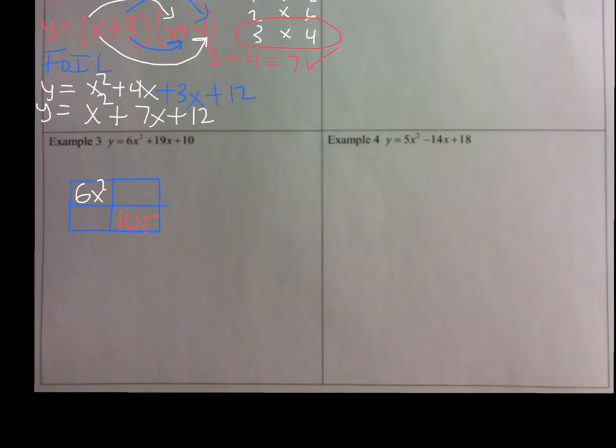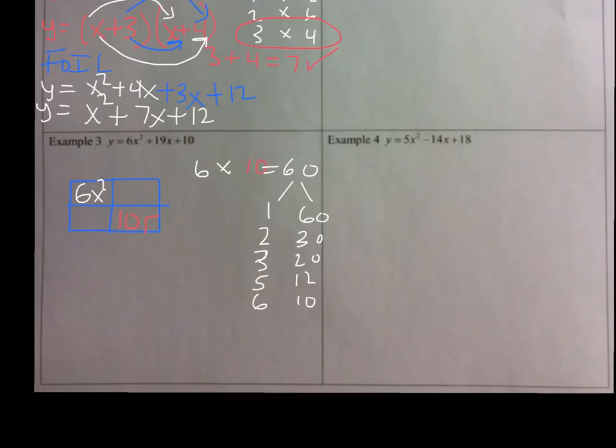Alright, the next step, we're going to multiply the two coefficients. In this case it is 6 and 10. So I'm going to multiply 6 times 10. 6 times 10 gives us 60. And then the next step, we're going to make a table to find the factors of the product. So 1 times 60 is 60. 2 times 30 is 60. 3 times 20 is 60. 5 times 12 is 60. And lastly, 6 times 10 is also 60.